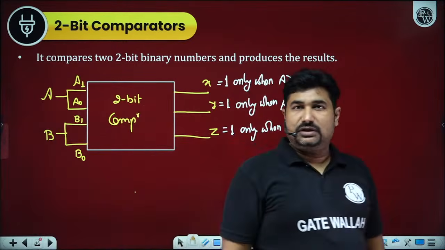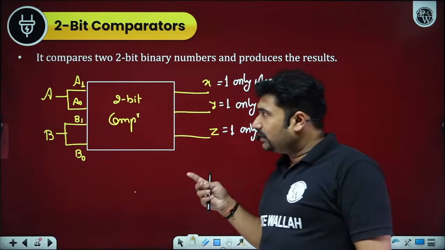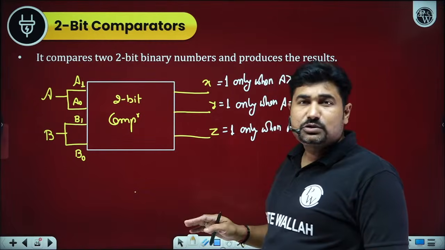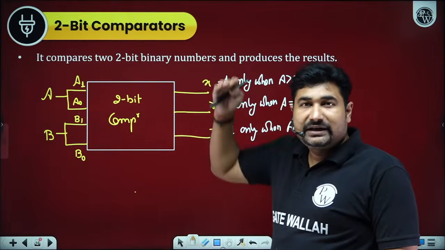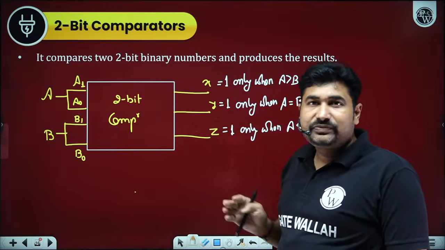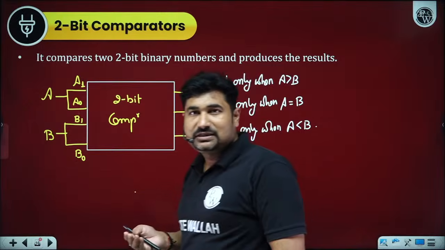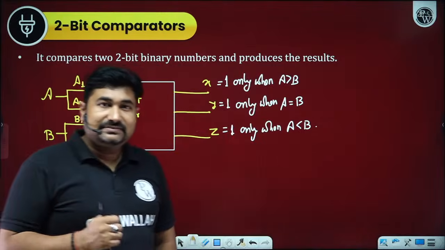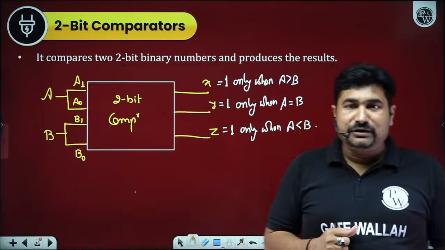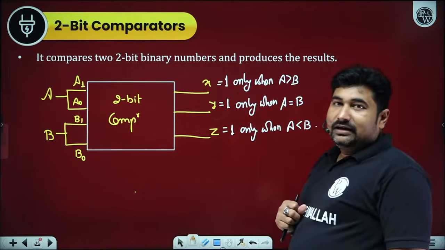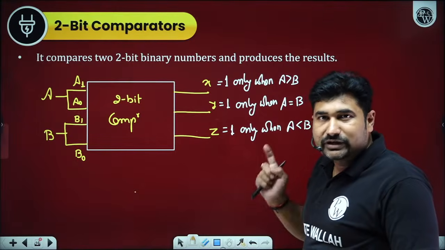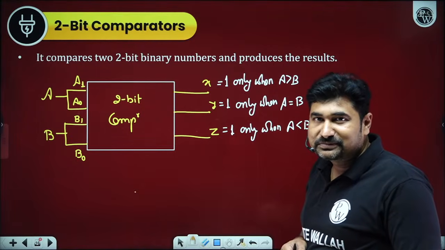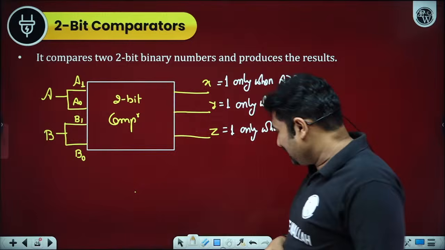Sir, we have a total of 4 bits: A1, A0, B1, B0. So the total number of possible combinations will be 16, from binary of 0 to binary of 15. So total combinations will become 16. Now for each we have to observe.